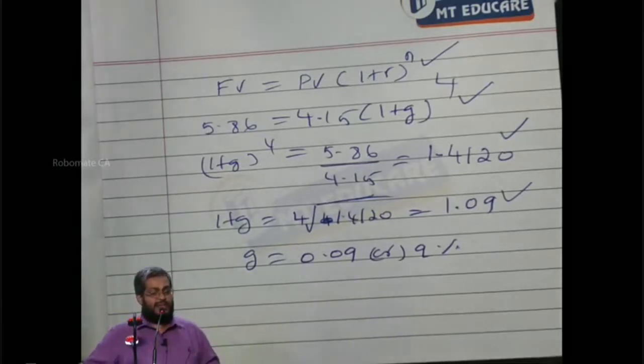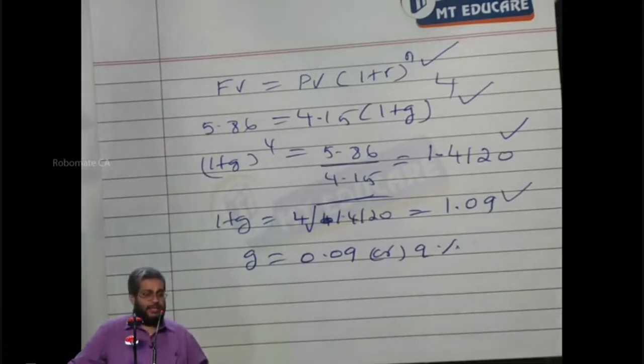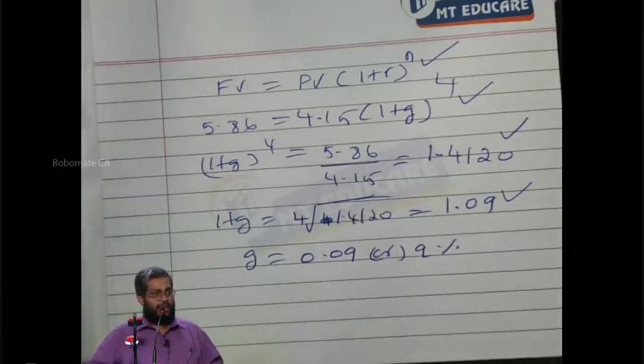Implicit conversion premium is equal to convertible bond value minus conversion value. What is the value of this convertible bond? Tell me the price here. 142 is the convertible bond value minus the conversion value: 30 shares into 4.15. 30 into 4.15 is 124.5. So 142 minus 124.5 equals how much rupees? 17.5 rupees.